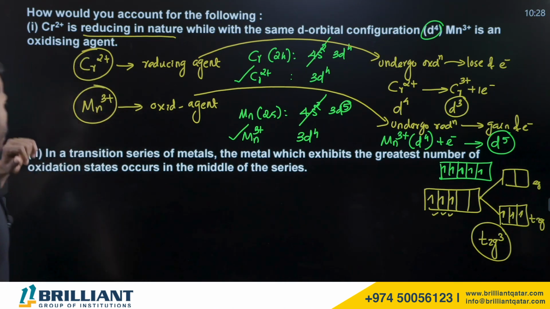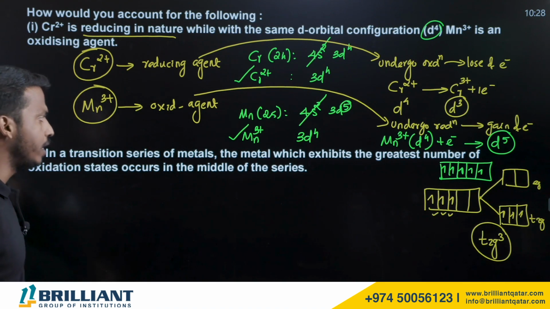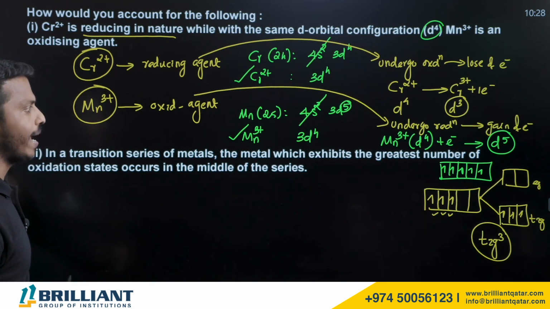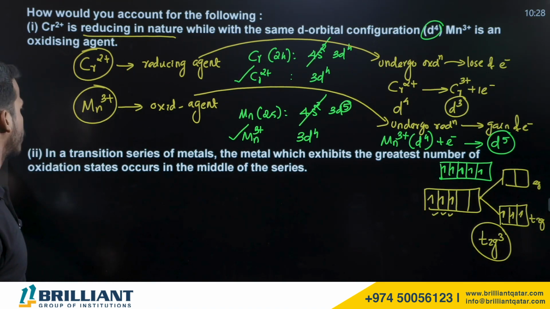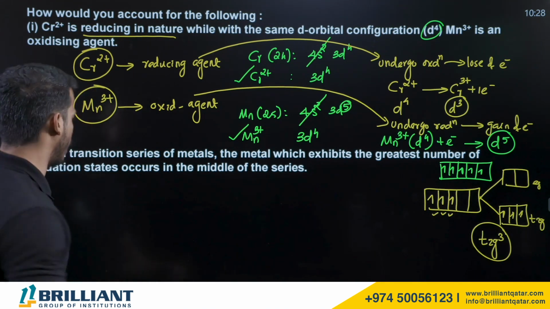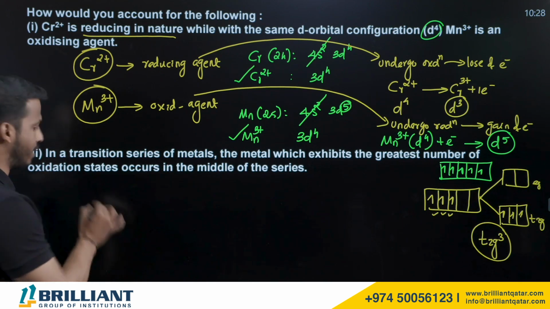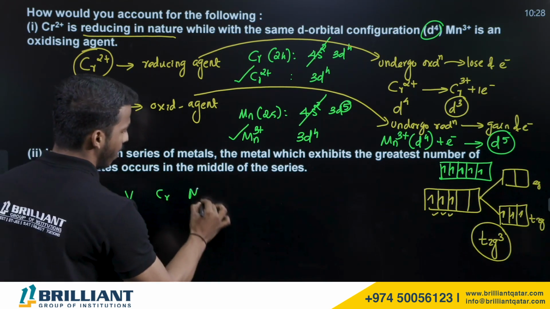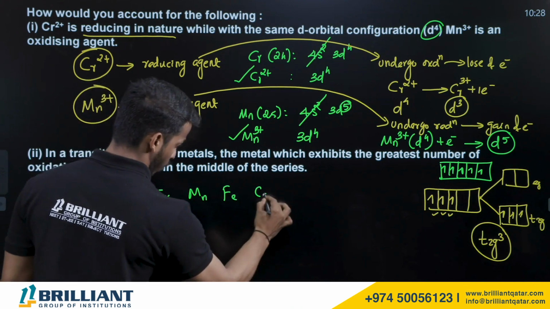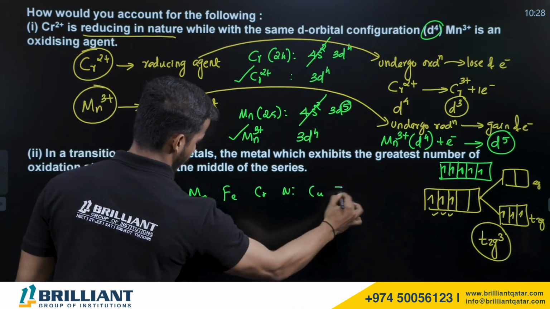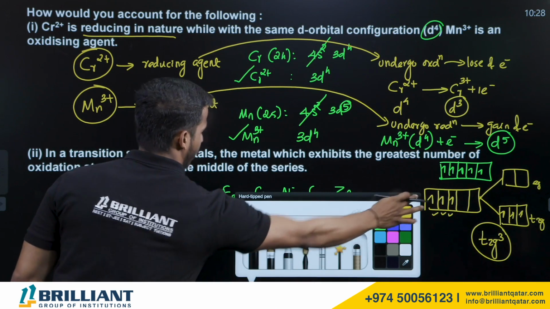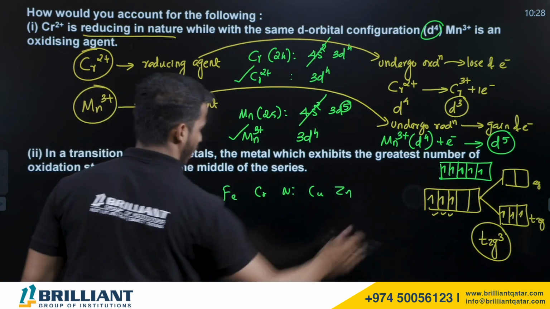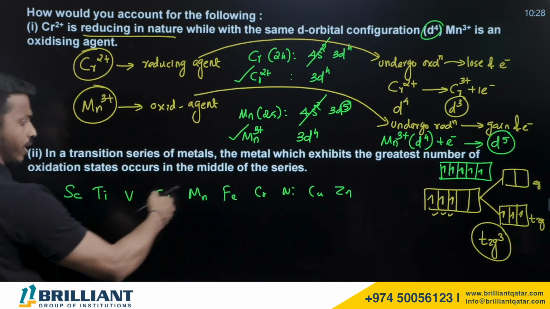Okay. Question number 2. In a transition series of metals, the metal which exhibits the greater number of oxidation states occurs in the middle of the series. Simple one. For example, let us consider the 3d series. Our elements are scandium, titanium, vanadium, chromium, manganese, iron, cobalt, nickel, copper, zinc. You know scandium's atomic number is 21, right? 21, 22, 23, like that.